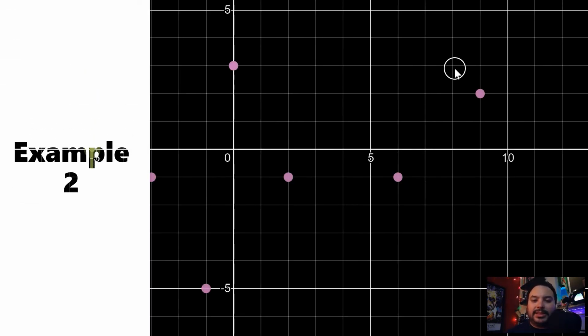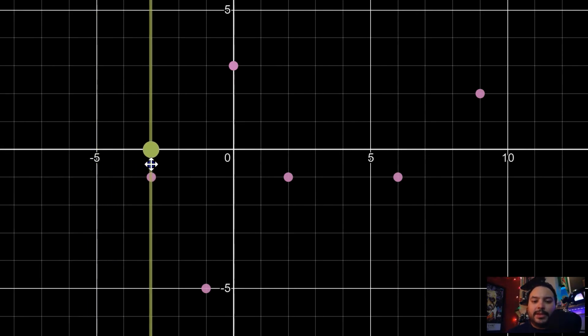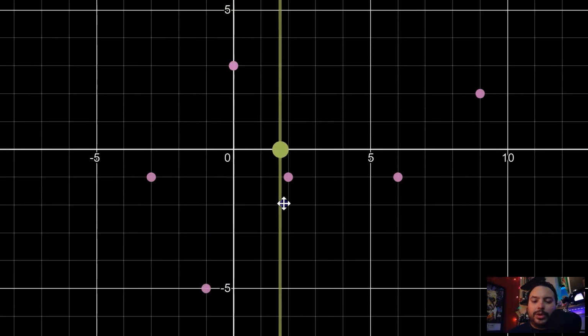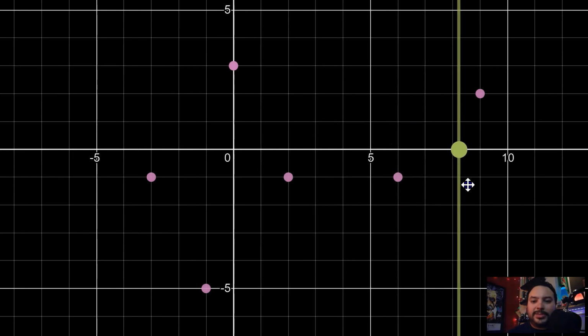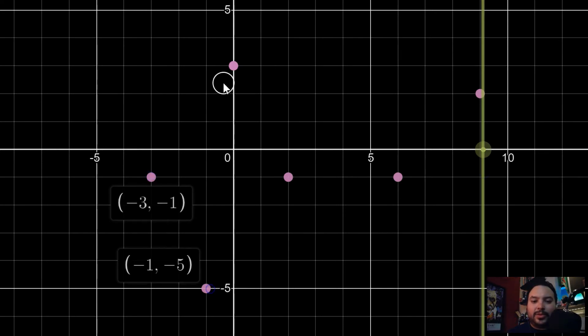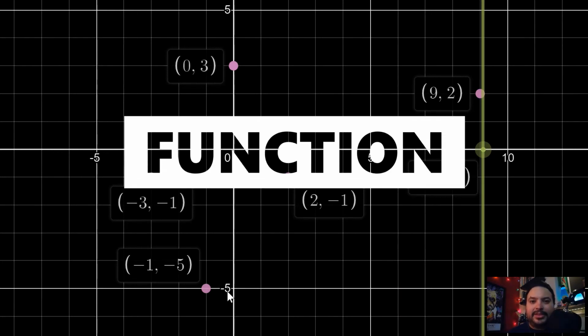This time, let's look at this collection of points and test to see if this is a function. I can draw a line through each of these coordinate points, and at no point does this vertical line touch more than one coordinate at a time. If we look at each of the coordinates, you can see that each input value only has one output value. There are no cheating x's here, so this is a functional relationship.